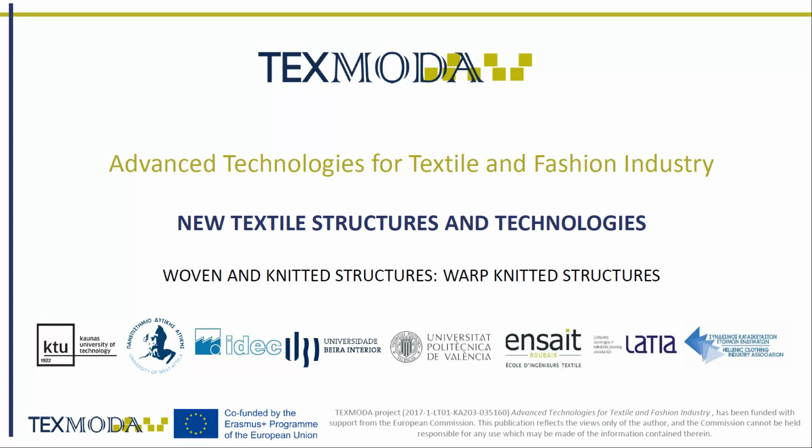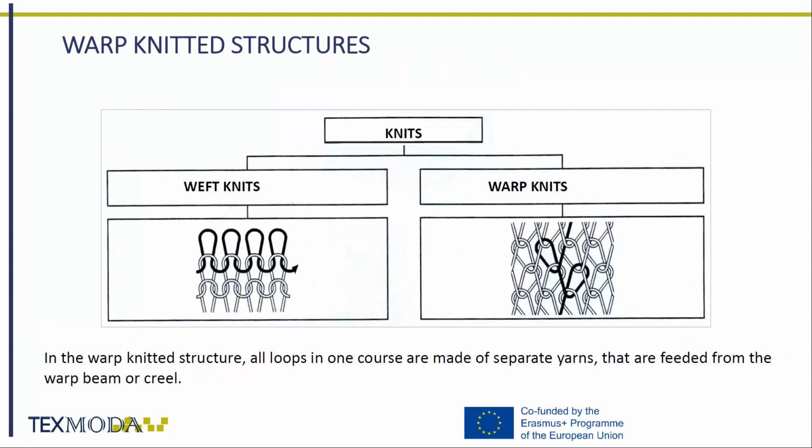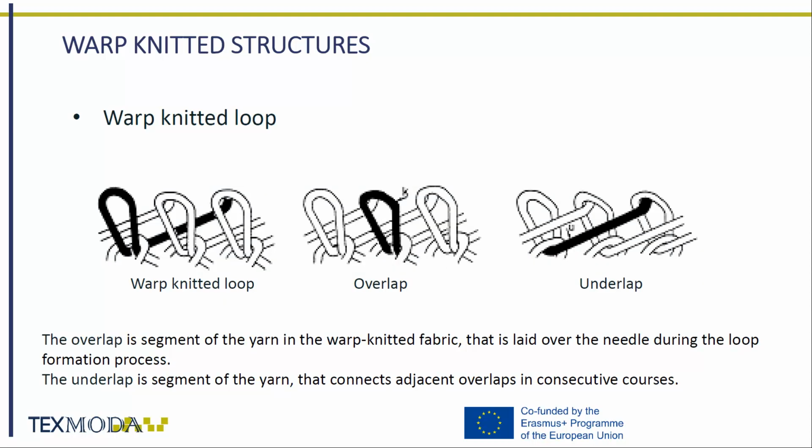Hello! Warp knitted structures will be presented in this lesson. All knitted structures, according to the knit formation principle, are divided into two basic groups, weft and warp. Warp knitted loop consists of two parts, an overlap and underlap.